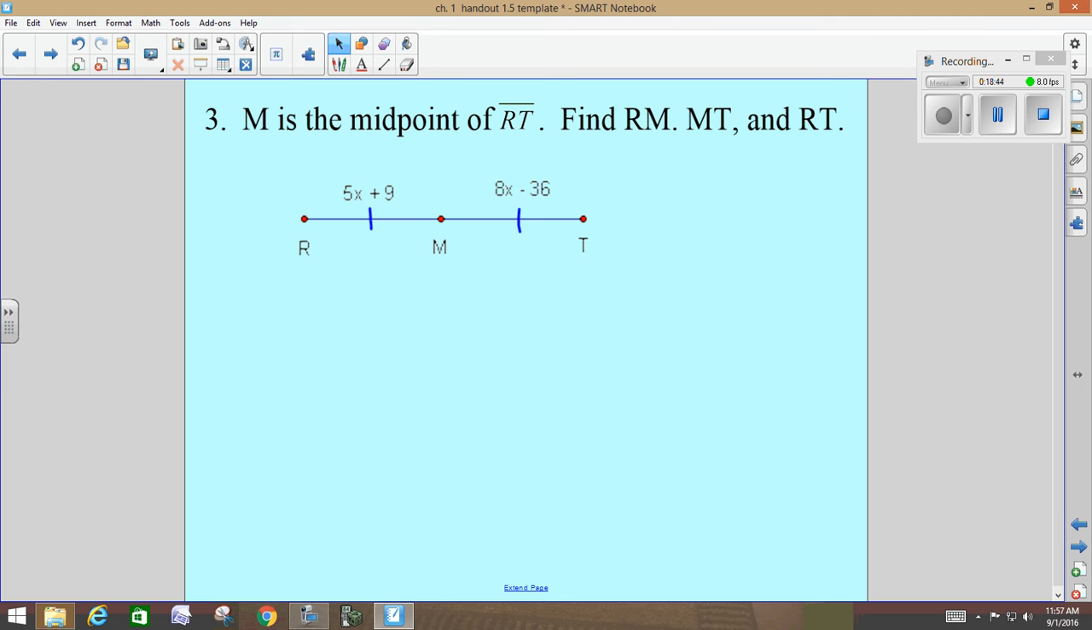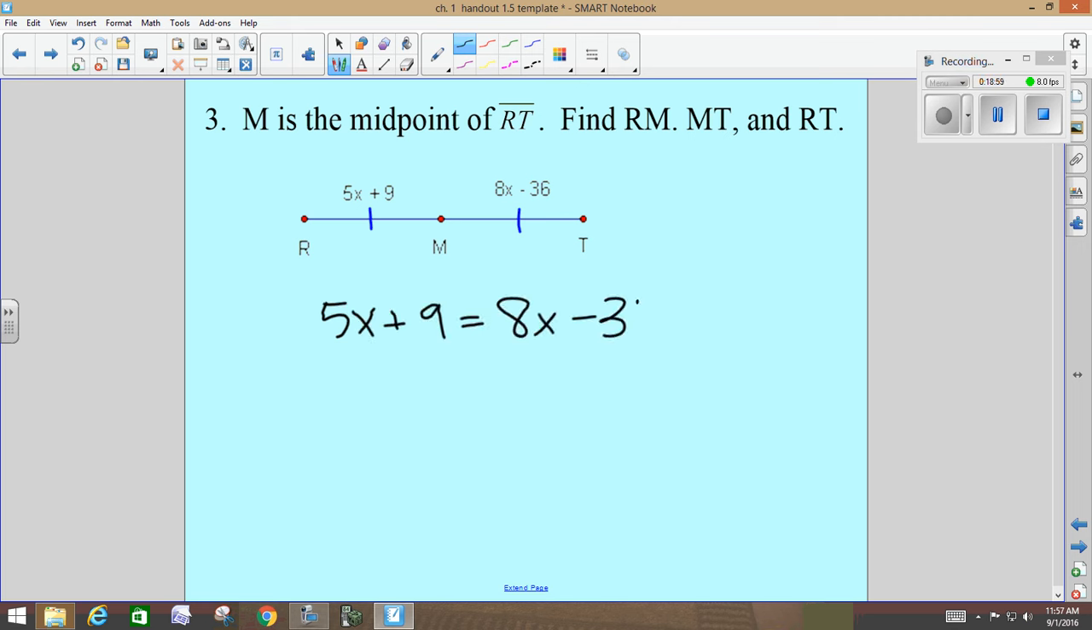Sydney, if those segments are congruent, what equation can I set up to find x so that I can find the length of each of them? Good. 5x plus 9 equals 8x minus 36. They're congruent. What's it mean to be congruent? The same. So shouldn't I set them equal to each other? Yeah, because in math, same means equal. Sid, help me finish solving this.